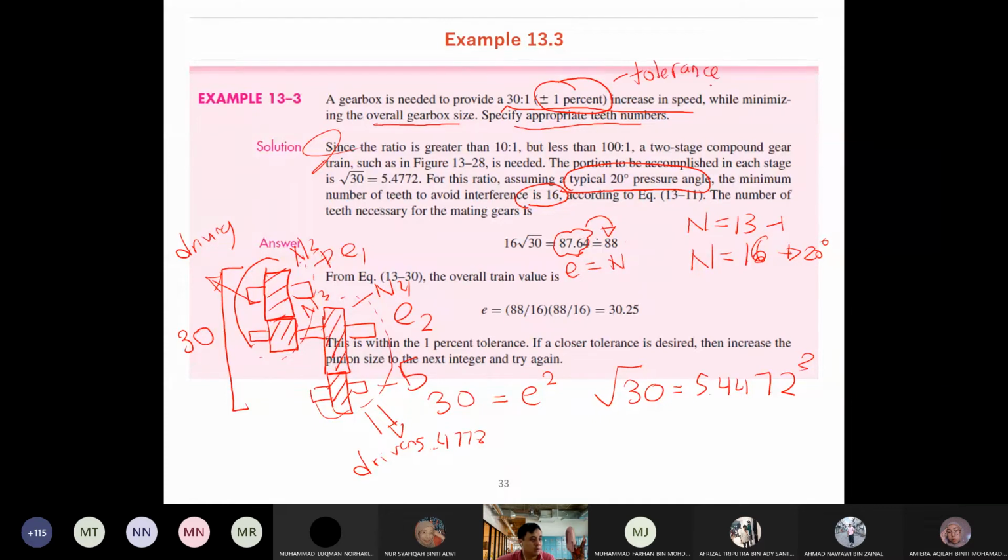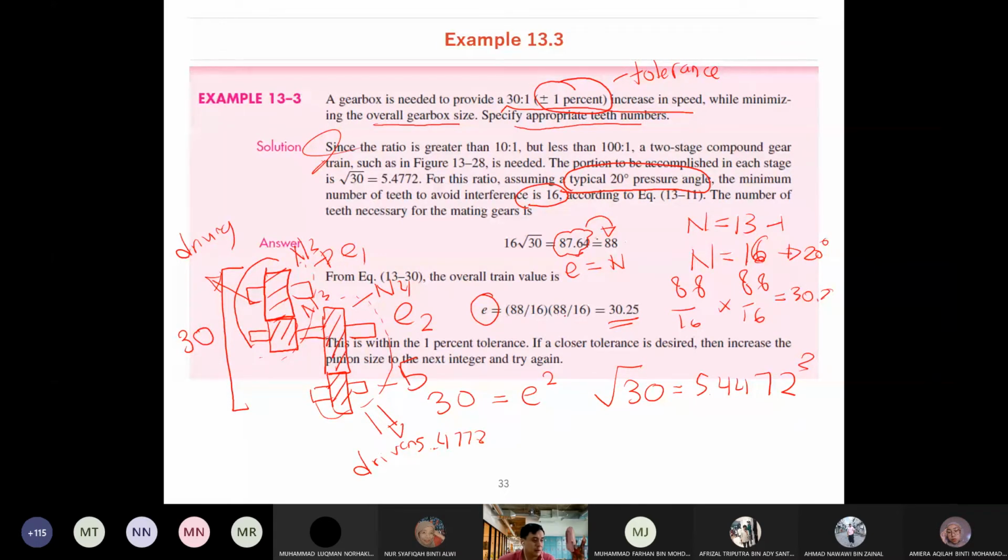Okay, nak tahu jawapan awak betul tak betul, you have to darab balik, dapatkan the total of the E, which is 88 bagi 16. Awak darab balik dengan 88 bagi 16, dapat tak dengan sama dengan 30.25 kan? Awak dapat 30.25, which is bila awak calculate balik, is actually below 1% of the tolerance. So maksudnya calculation awak tepat.